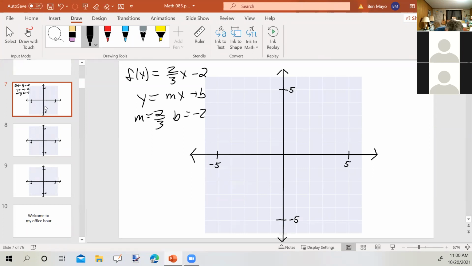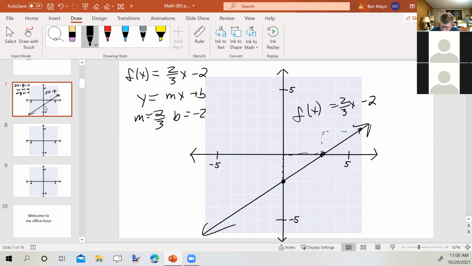So you begin at the y-intercept of -2 and the slope is 2/3. So you go up 2/3, up 2/3, and we get a graph that looks like that. So that's the graph of f of x equals 2/3 x minus 2. Any questions about that?